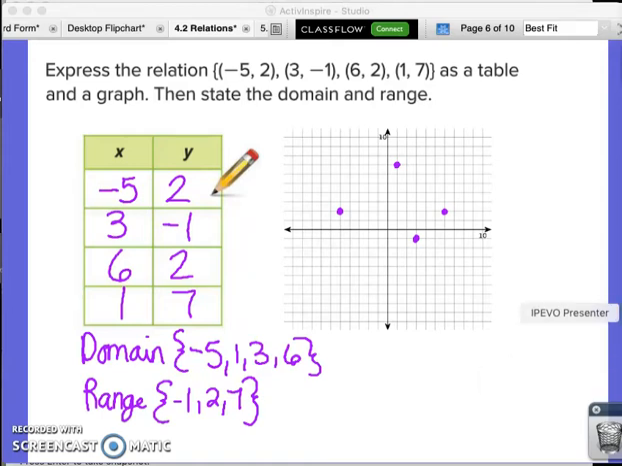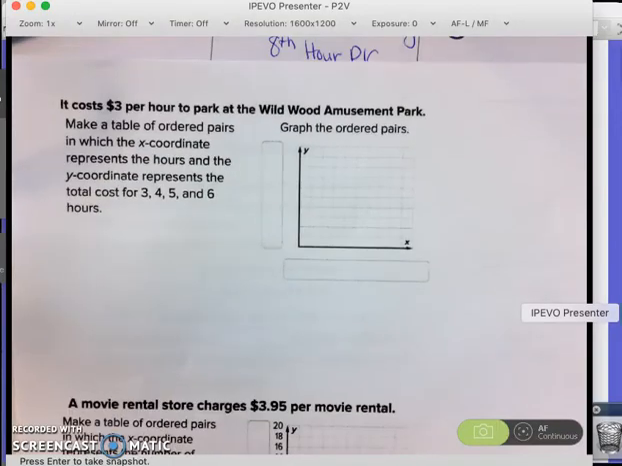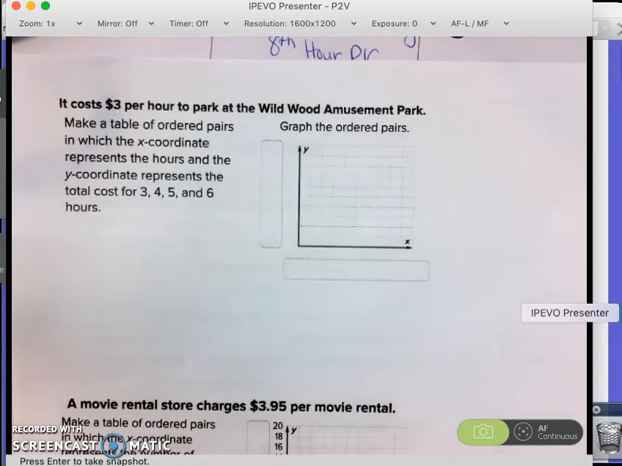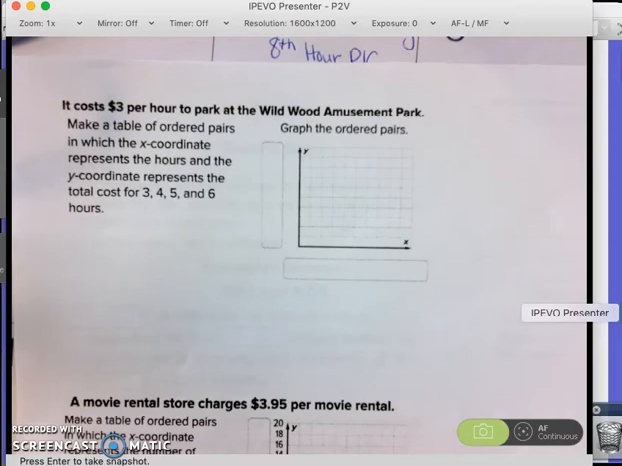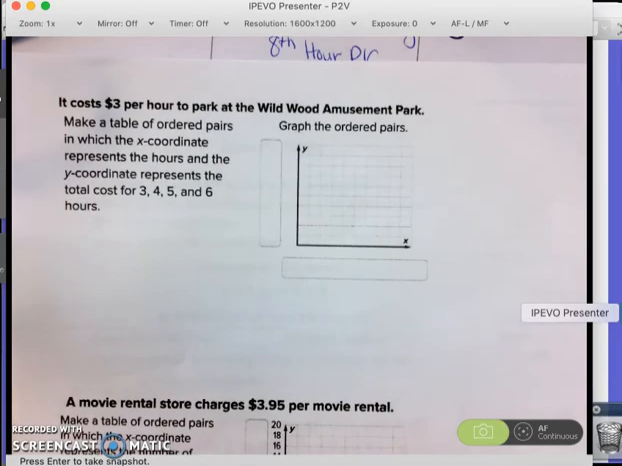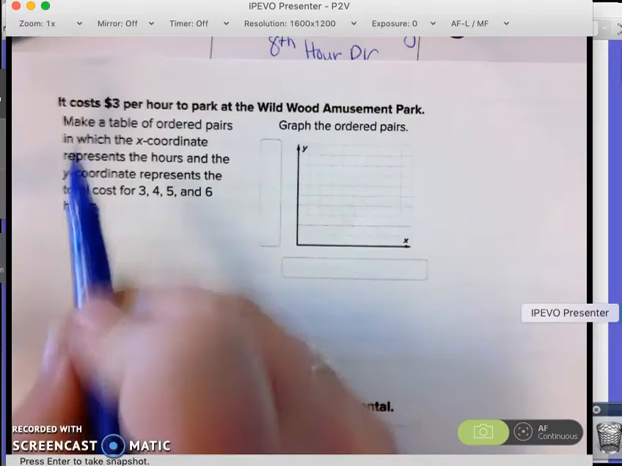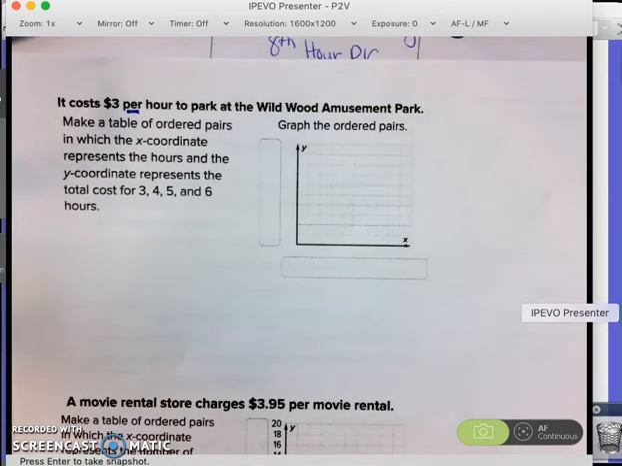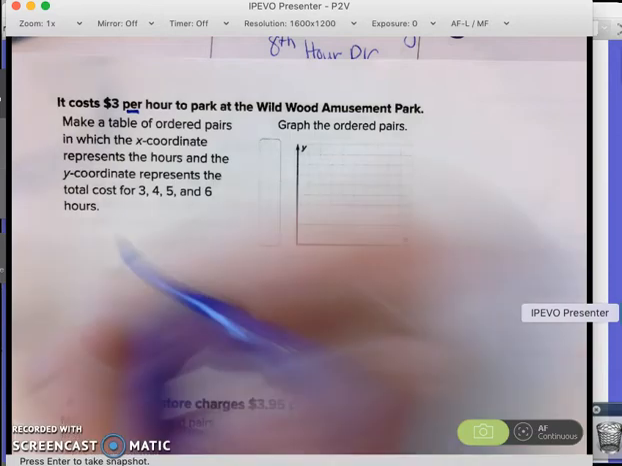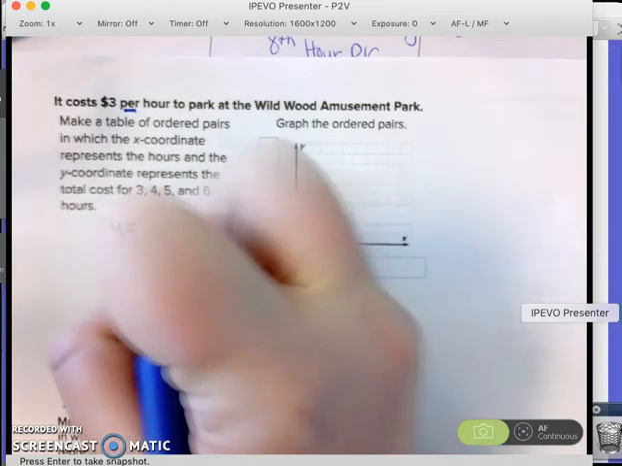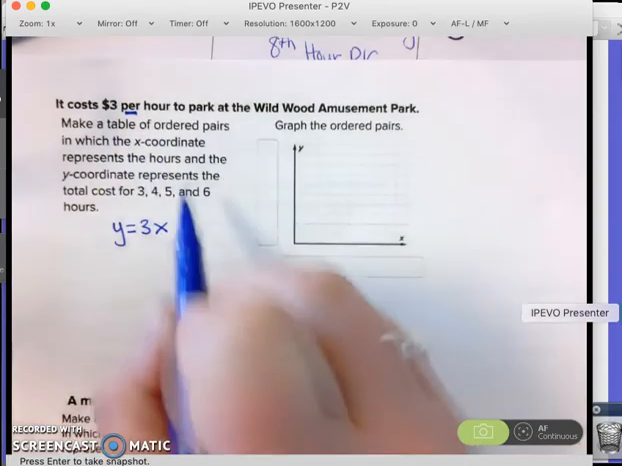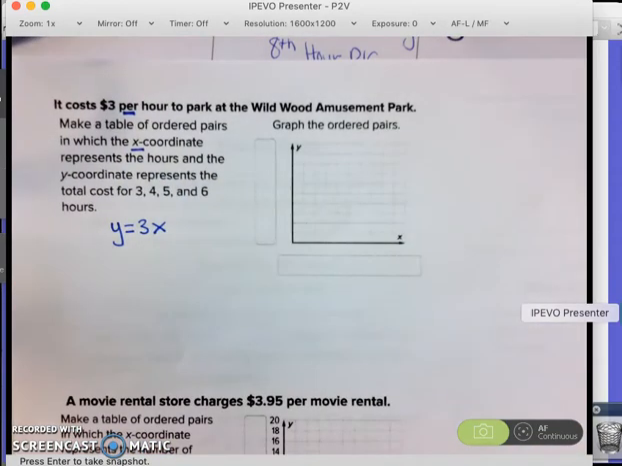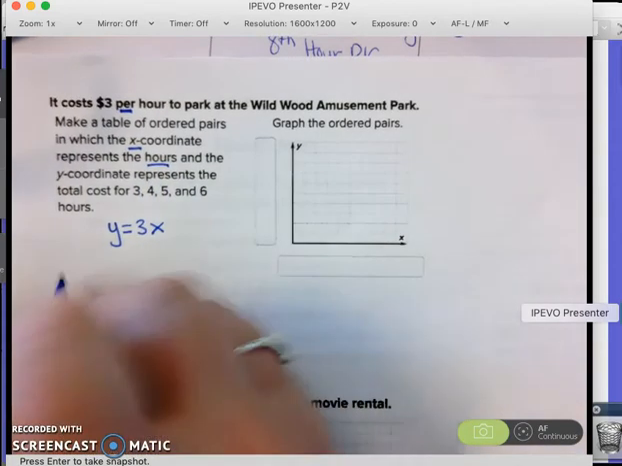The next example is a word problem. It costs $3 per hour to park at the Wildwood Amusement Park. So make a table of ordered pairs in which the x coordinates represent the hours and the y coordinates represent the total cost for 3, 4, 5, and 6 hours. So we're going to be multiplying every hour times 3. So our equation is going to be y equals 3x, because it's per hour, and the x coordinate is representing the hours.